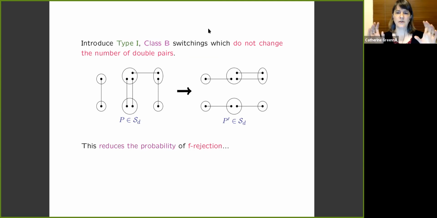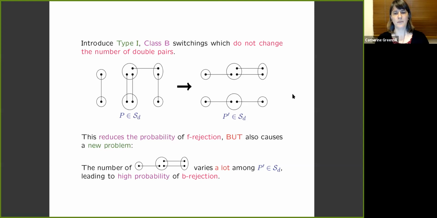These actually preserve the number of double pairs. So they go from SD to itself, but the double pair moves around a little bit. So if one of these 4 potential places where a pair might be does have a pair, then this is a type 1 class B and we allow it to happen, okay? And this is successful for reducing the probability of F rejection.